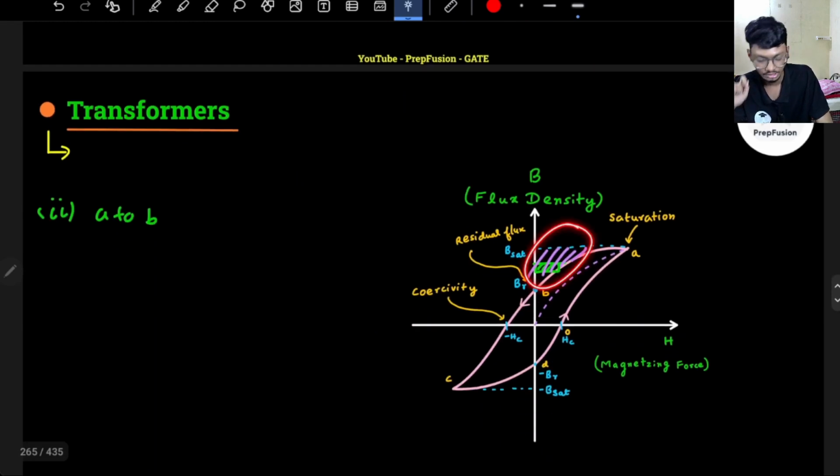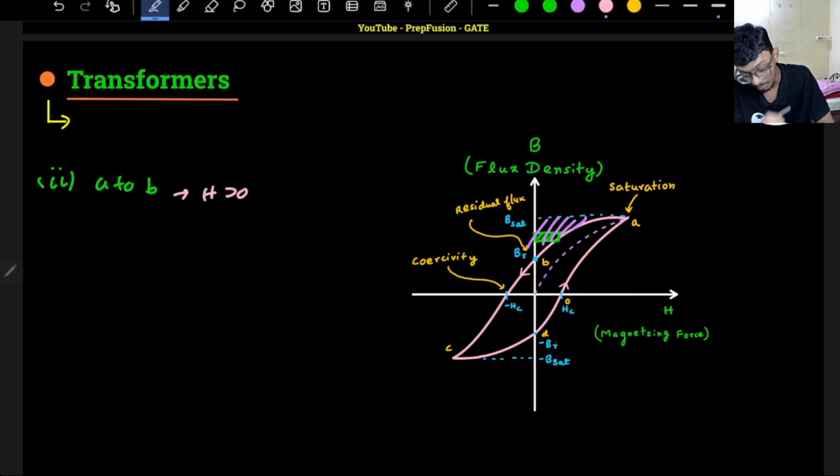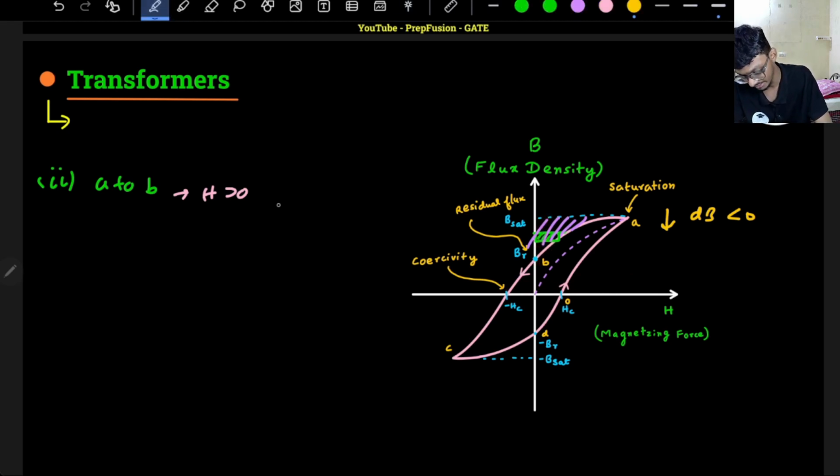But if I am here, on the right hand side of the y axis, H is positive. But what about dB? I am going from A to B, so I am going in the downwards direction. So dB is negative because I am going downwards. H is positive because I am on the right hand side of the y axis, but my dB, the change in magnetic flux density, is reducing. It is negative.